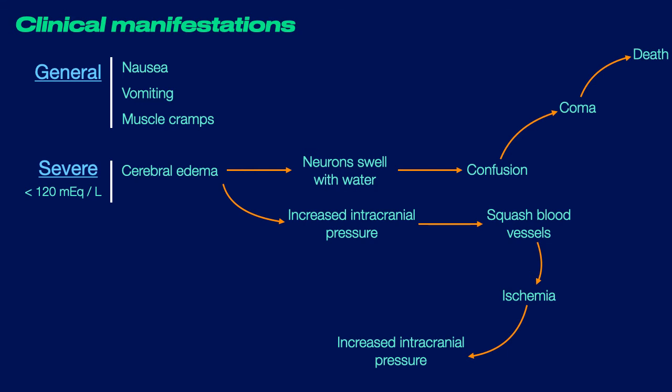They can also cause increased intracranial pressure, which can squash the blood vessels of the brain, and this will cause ischemia as well as possible brain herniation, which can damage the respiratory centers in the brainstem and cause respiratory failure and death, of course.